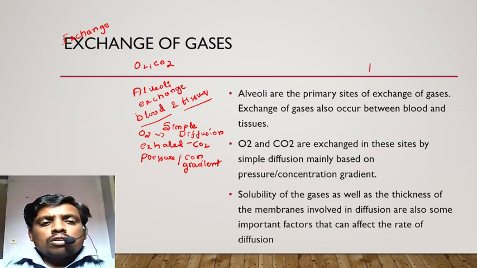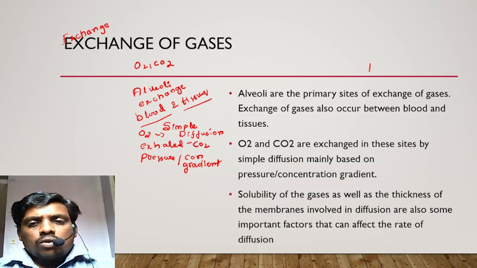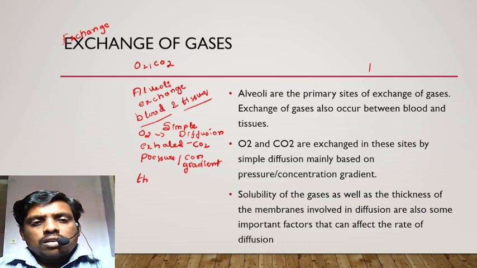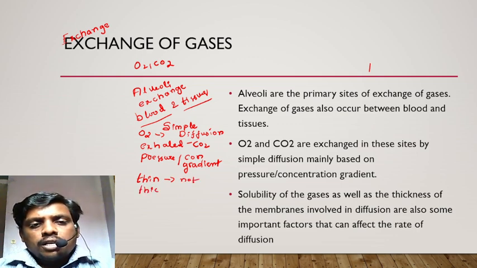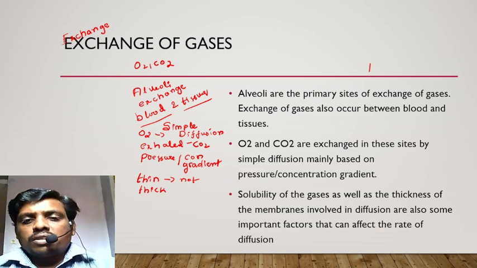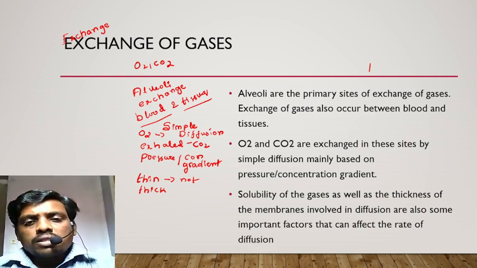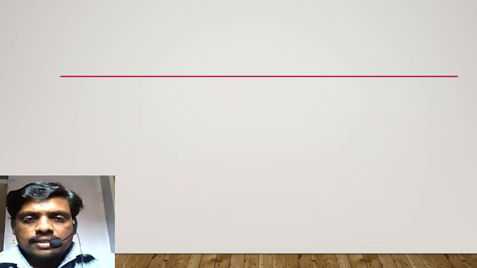Solubility of the gases, as well as the thick membrane or thin membranes. Basically, a thin membrane is involved in the exchange of gases, whereas a thick membrane is responsible for diffusion of some important gases. And there are some other important factors that can affect the rate of diffusion. What are they? Let us see.